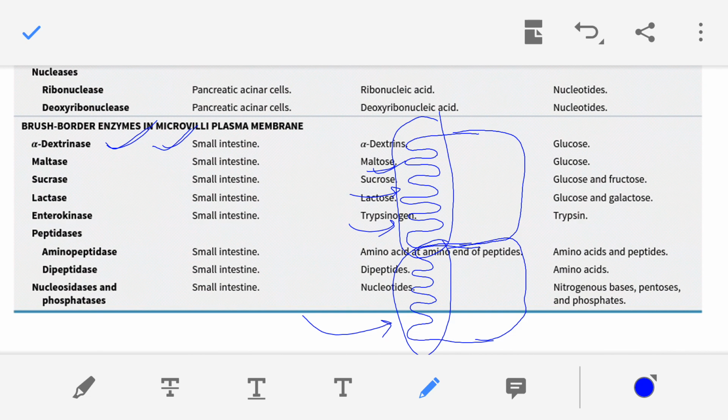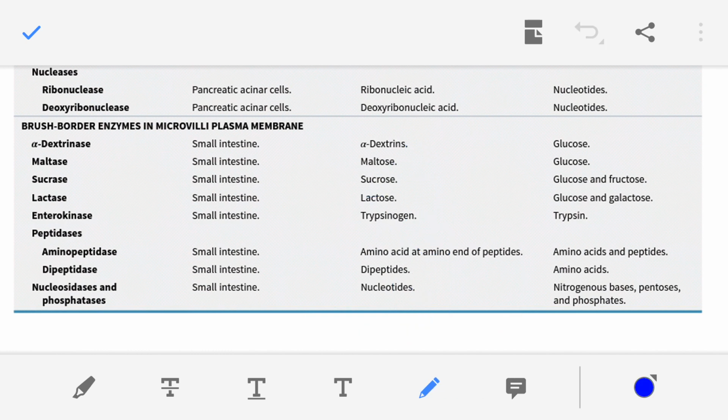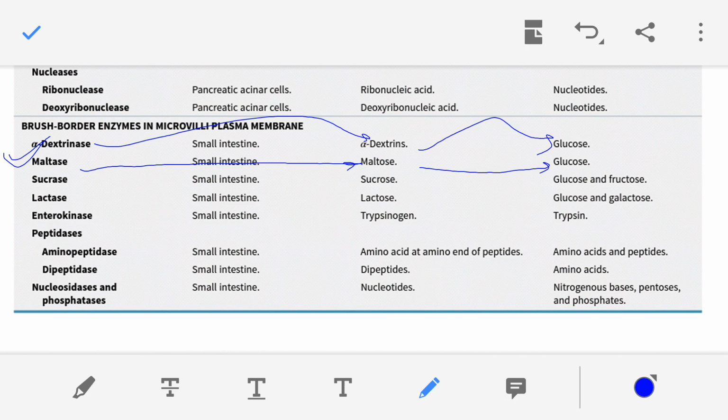And on the surface of this brush border, enzymes are present, and these enzymes are also involved in the process of digestion. So these are the brush border enzymes. One is alpha dextrinase. Alpha dextrinase acts on alpha dextrin, converting it into glucose. Maltase acts on maltose. Maltose is converted into glucose plus glucose. Sucrase: sucrose into glucose plus fructose. Lactase: lactose into glucose plus galactose.